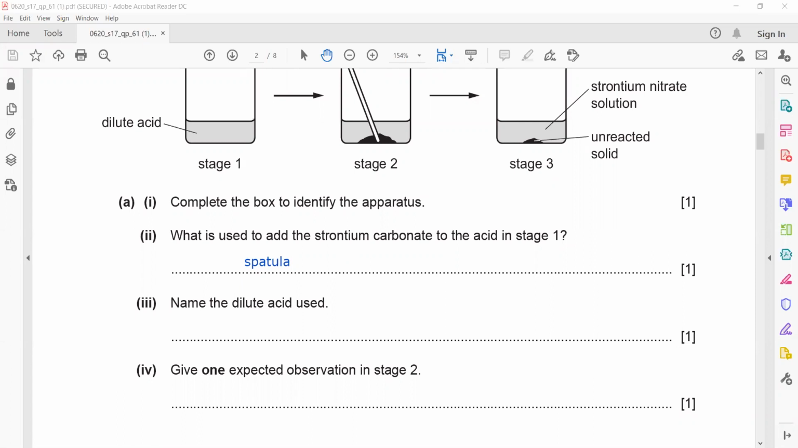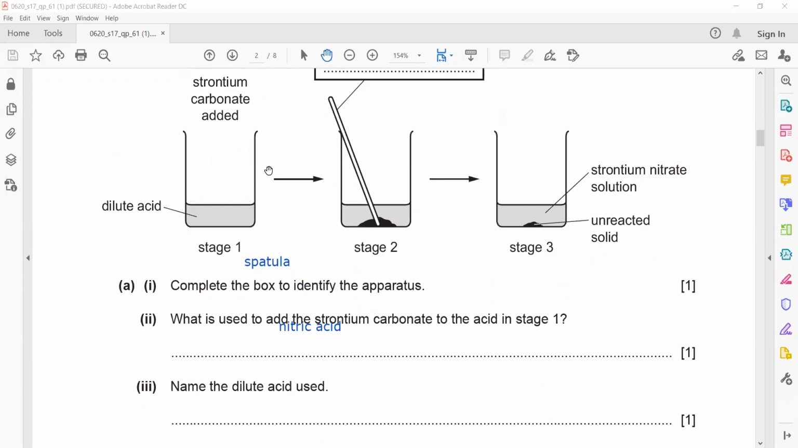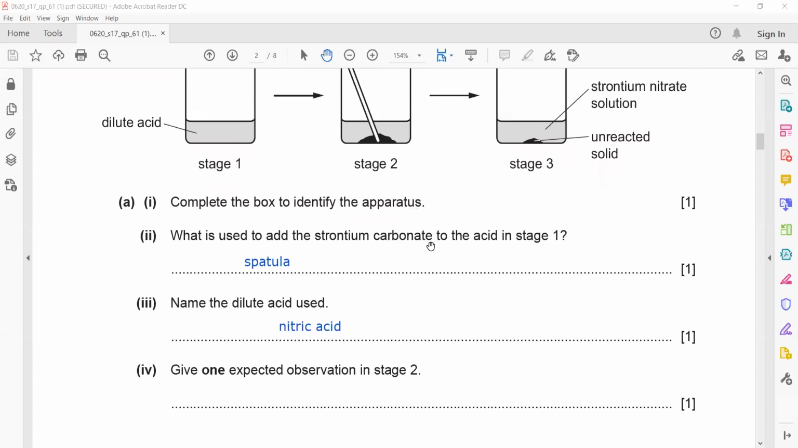Give one expected observation. What is the expected observation when a metal carbonate is added to acid? One only, you have to write. Fizz, bubbles, effervescence. Because when acid reacts with metal carbonate, this gives salt, water and carbon dioxide. So that's why you will see bubbles.